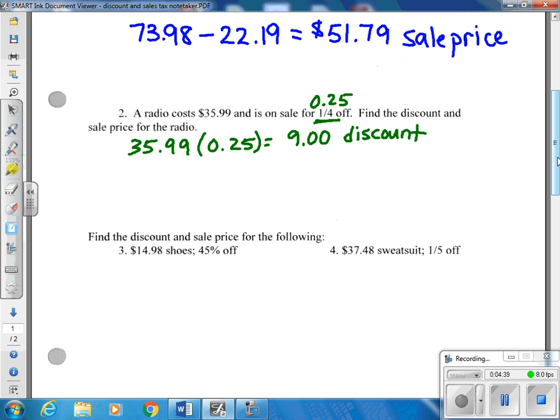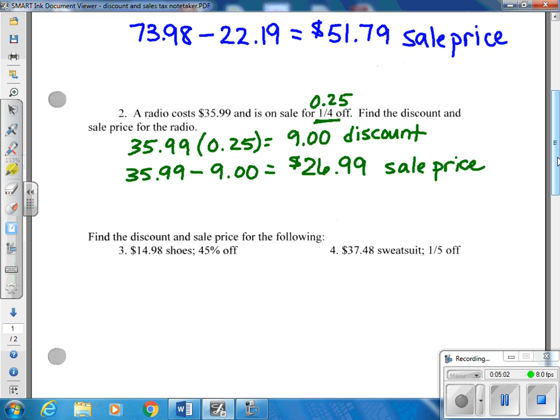Okay, and make sure you are labeling your pieces so that I can see what answers you want for which part. And then because we're saving $9, we're going to take $35.99. We're going to subtract the $9 savings that we have. And the radio that we are trying to purchase here is going to cost $26.99 on sale. So this is the sale price.